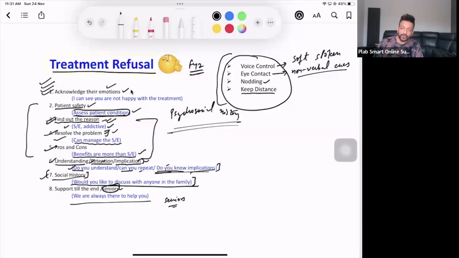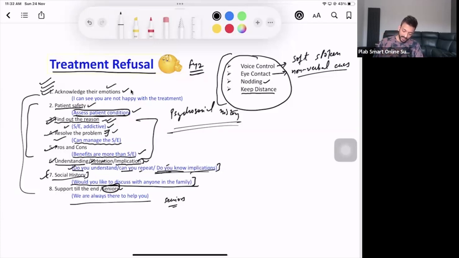It's always advisable to go for social history as well, somewhere in the station, and bring it up. Would you like to speak to someone? Would you like to speak to your wife? Would you like to speak to your son, your daughter? You're making a big decision, and it's always advisable to involve them in the decision making as well. Doctor, no, I have made up my mind. That's it. All right, we respect your decision, and you can always make your decision. And if you want to reverse your decision, you can do that as well.